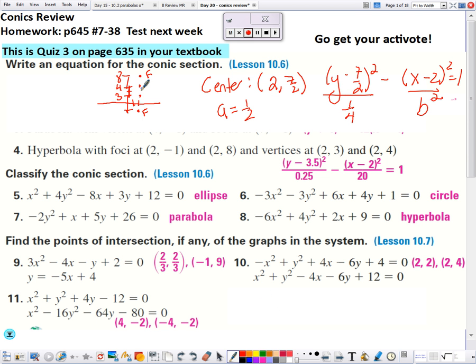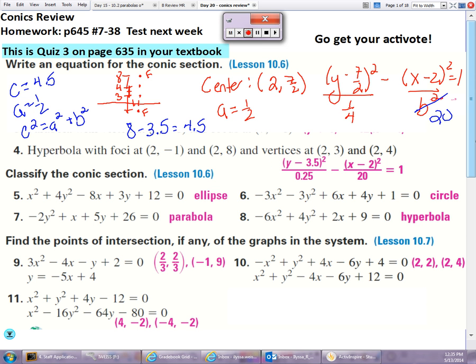C is the length from the center to the focus. So C is, from 3.5 to 8, excuse me, so to calculate that, we could subtract, get 4.5. So then we have to do C squared equals A squared plus B squared. By calculating that, that's where this 20 comes from.